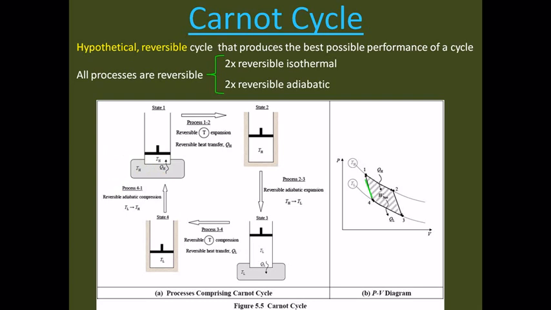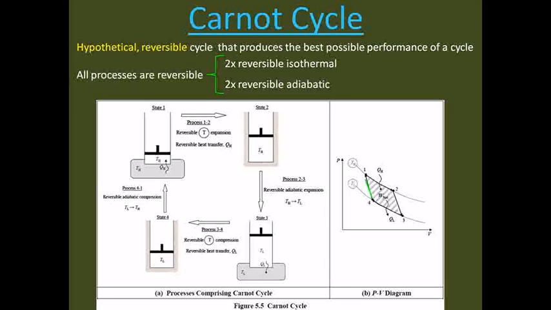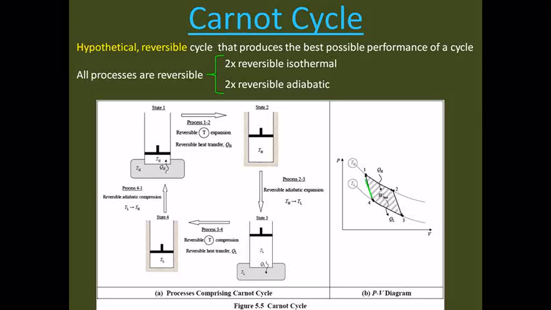So that there is a Carnot cycle, a hypothetical reversible system. It's the ideal system for the power system, and it can also be used to describe the heat pump and the refrigeration cycle.